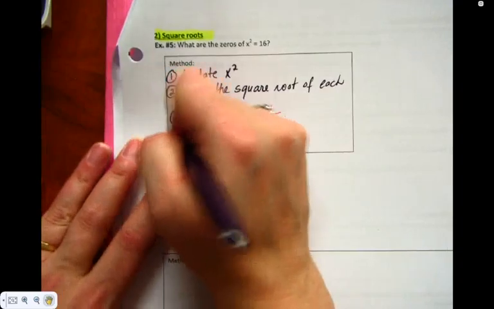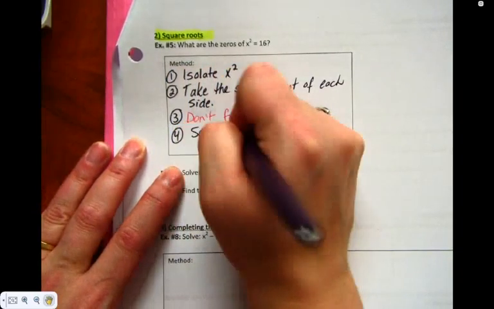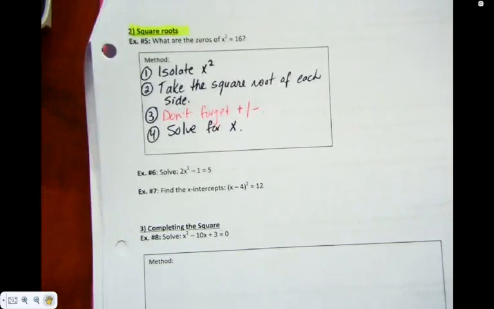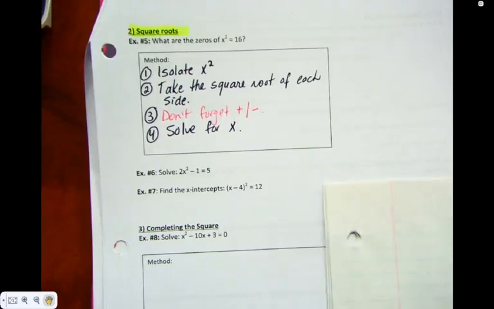Step number 4, solve for x. Good question, Anthony. If you had to keep solving past where it would say plus or minus 3, and you had to do something with that 3, how would you do that? You would split it into 2 equations. You would say x equals 3, x equals minus 3, and go from there. That'll come a little bit later in this unit.